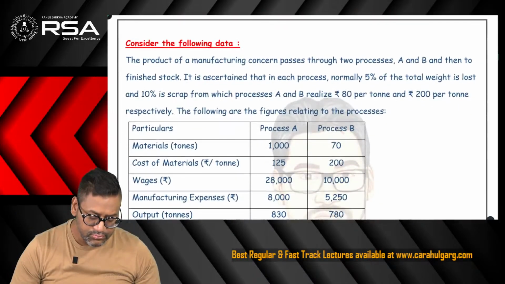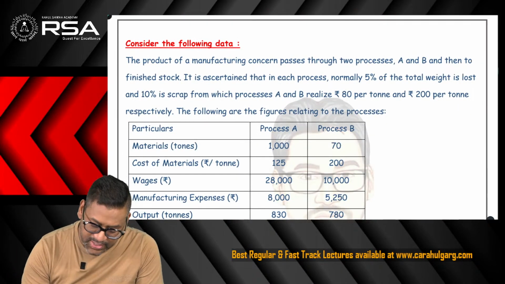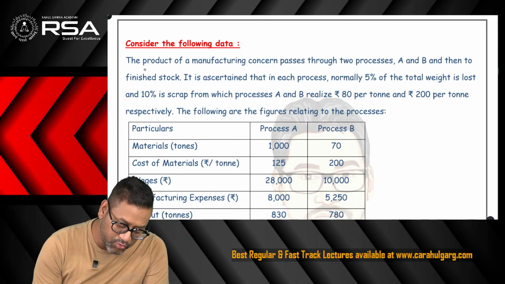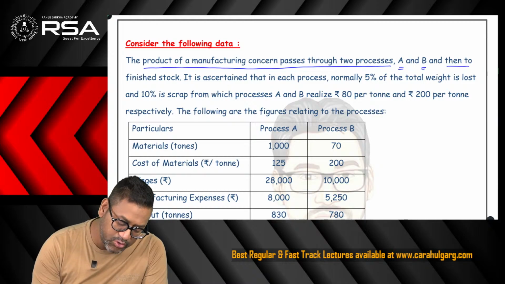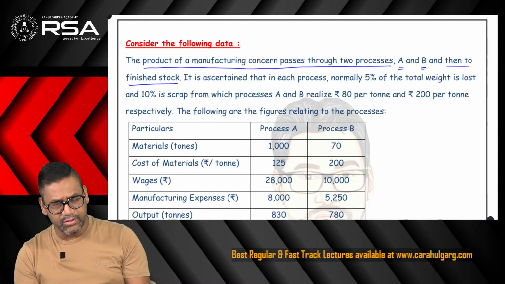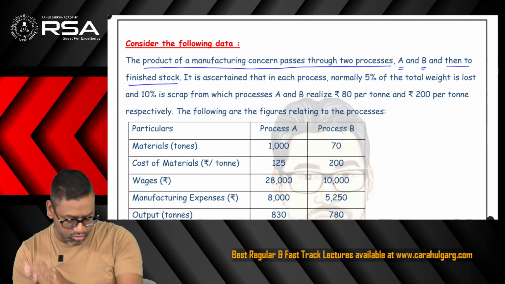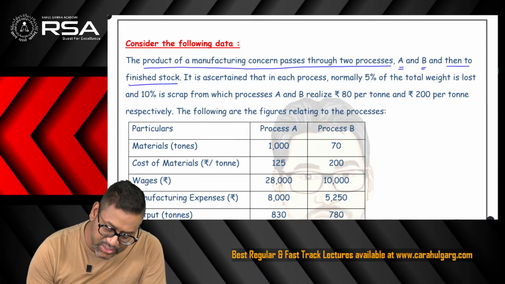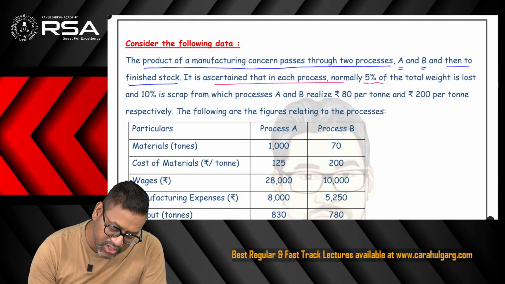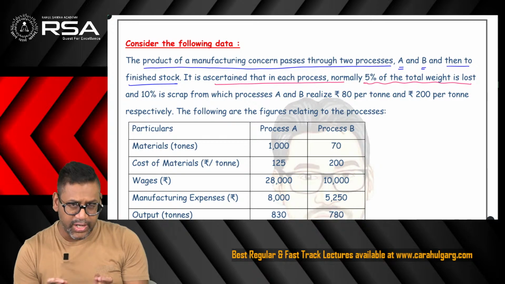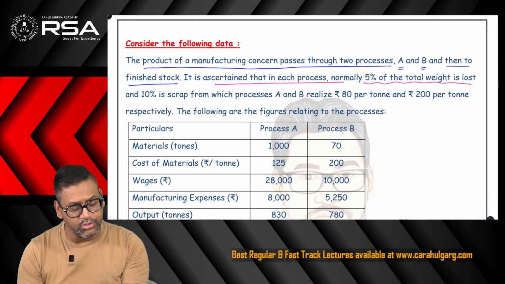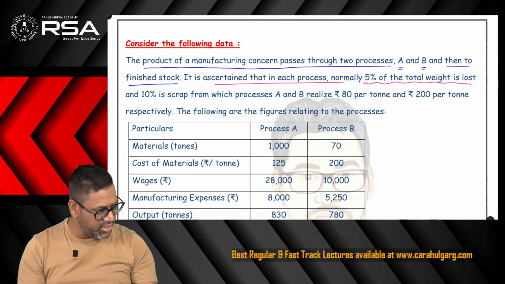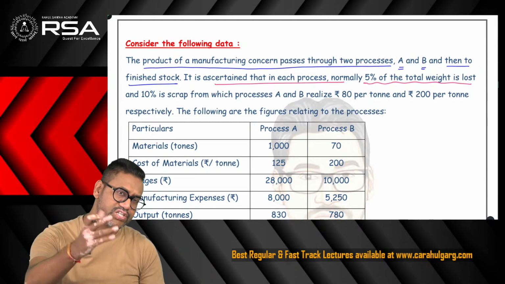Next one. Question says, the product of a manufacturing concern passes through two processes A and B and then to the finished stock, a usual feature in the process costing. So from process A to B and then B to finished stock. It is ascertained that in each process, normally 5% of the total weight is lost. So it's a normal loss. Any loss which you already know in percentage is certainly the normal loss. It says 5% of the total weight is lost.